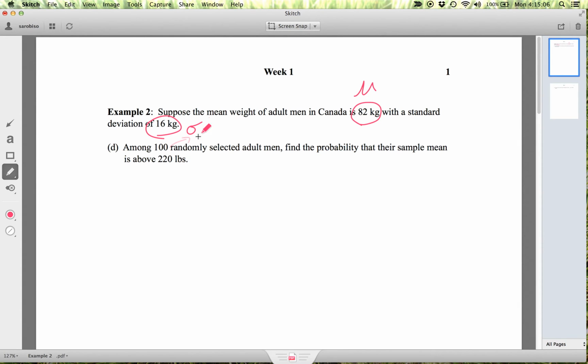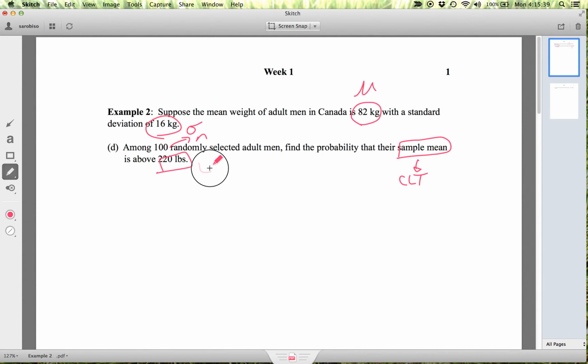Among 100 randomly selected, so n, the sample size, is 100, find the probability that the sample mean is above 220 pounds. Okay, so the reason that the sample mean is important here is because we're actually talking about the average of these 100 individuals. And when you're talking about the average of a sample, then you can apply the central limit theorem.